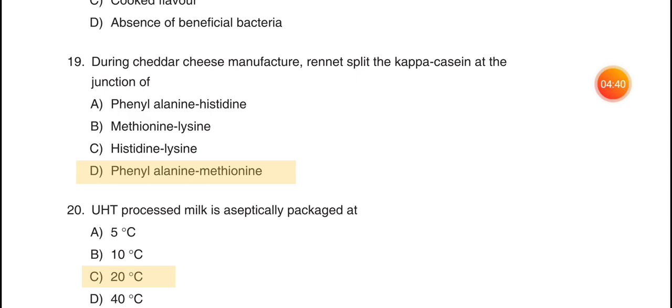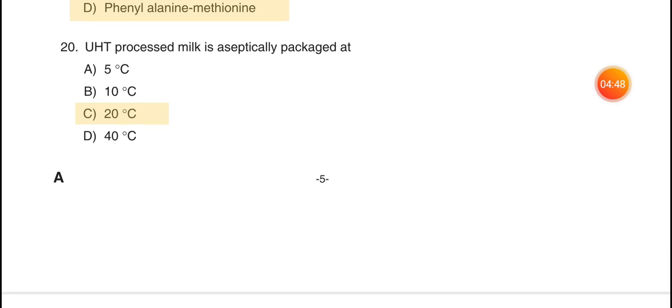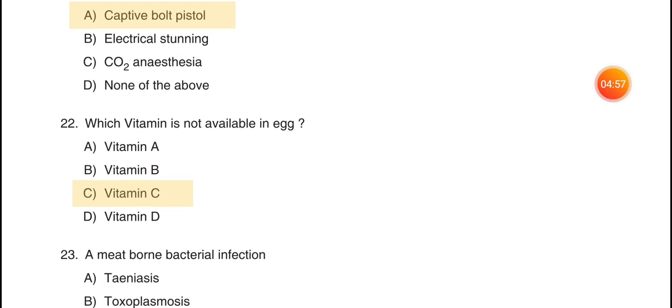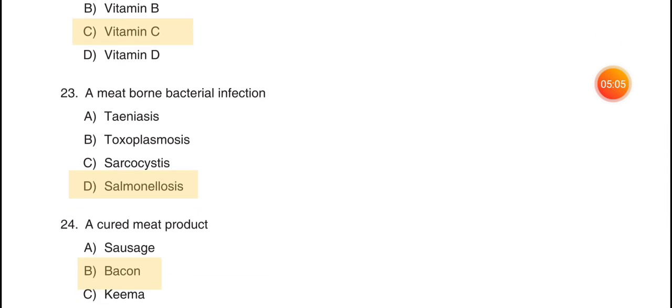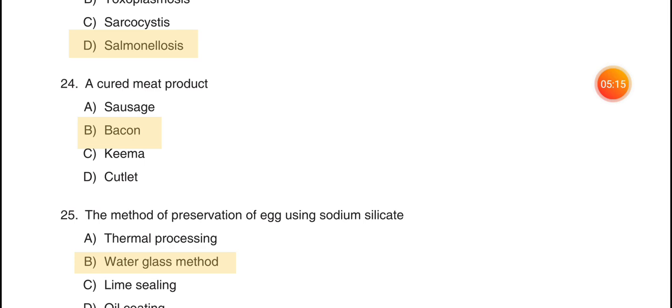Phenylalanine methionine. 20. UHT processed milk is aseptically packaged at C. 20 degrees Celsius. 21. The usual method of stunning cattle is by using A. Captive bolt pistol. 22. Which vitamin is not available in egg? Option C, vitamin C. 23. A meat-borne bacterial infection. D. Salmonellosis.